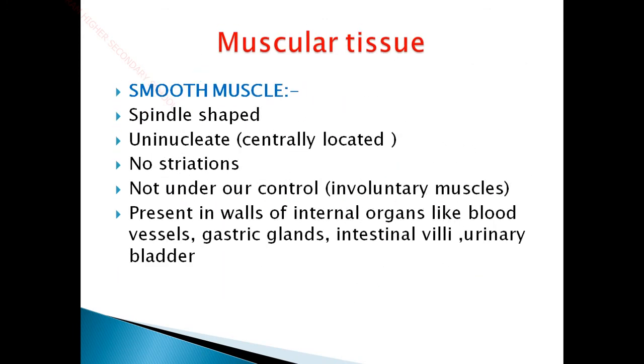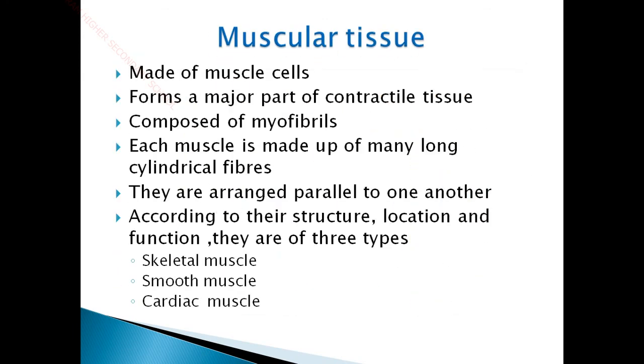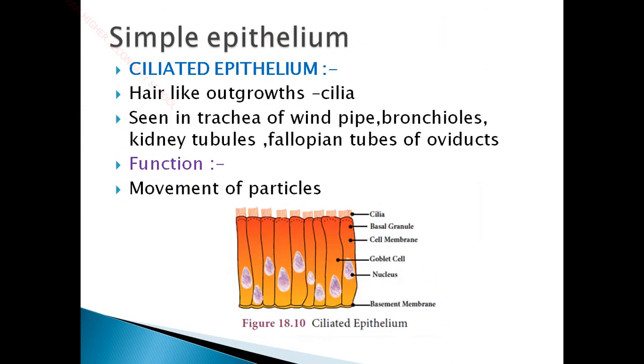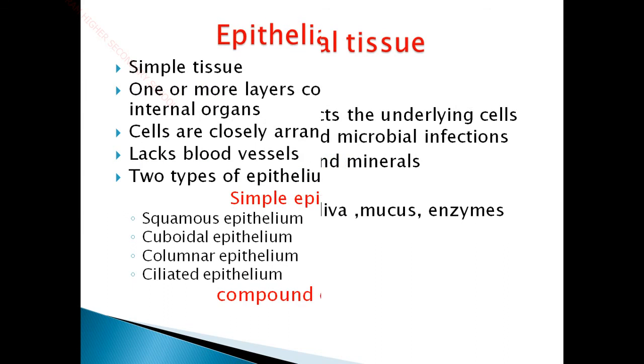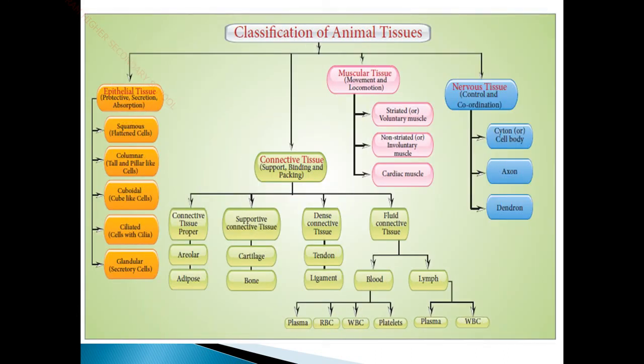So animal tissues have been classified into 4 major types of tissues: epithelial tissues, muscular tissues, connective tissues, and nervous tissues. So here comes the classification of animal tissues. We'll brief it together. It has been broadly classified into epithelial tissue, connective tissue, muscular tissue, and nervous tissue. And epithelial tissue's main functions are protection, secretion, and absorption.